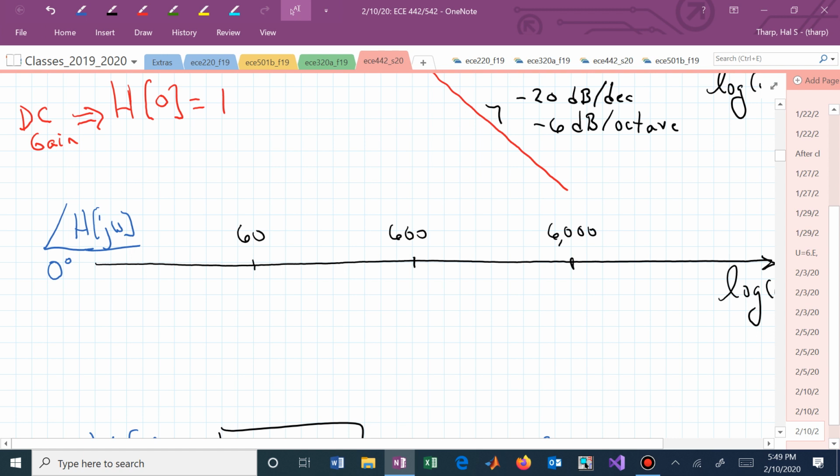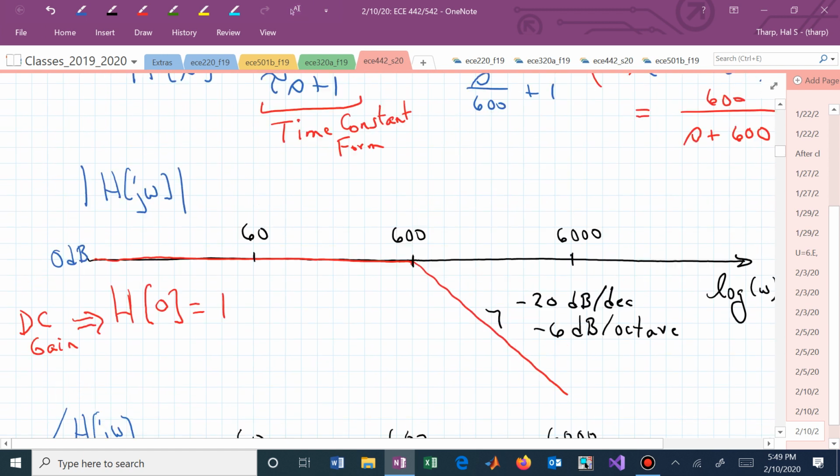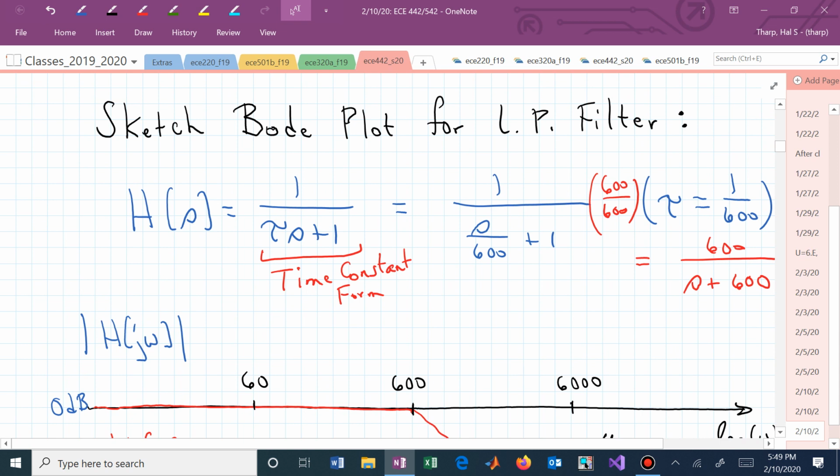Is it 0 at 600? Or what would you maybe do? I might look at extremes. I might look at H and say, what are some extreme cases? I'm looking at H of j omega, so I'm really replacing S with j omega, and I'd say, well, 0 is pretty extreme. That's DC. What's my angle when S or j omega, when omega is 0?